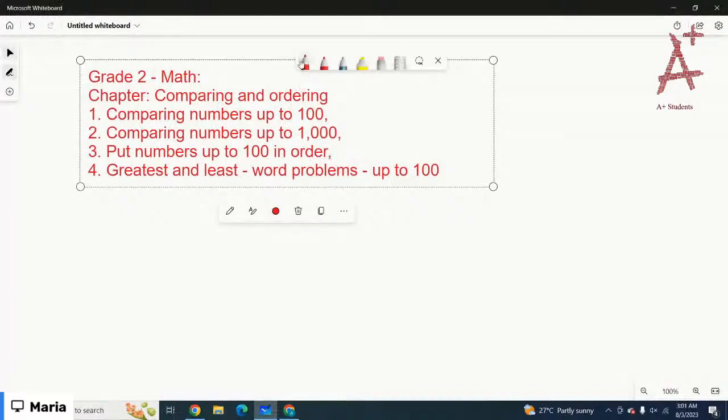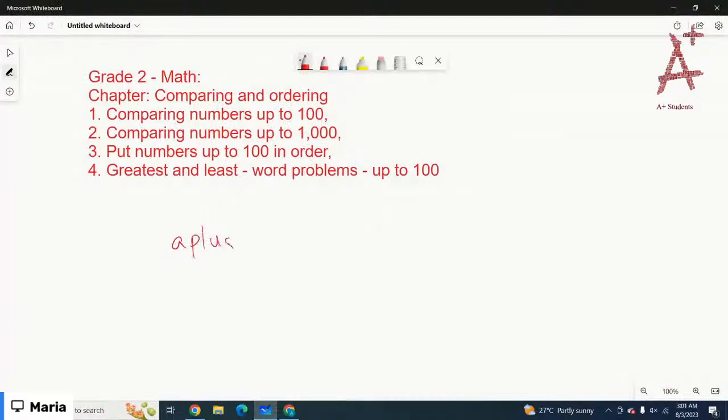So you can find all the lessons on aplusstudents.com. You have to log in there using your email address and password as provided by the administrator. Then you have to select math from the subject tab, scroll down to grade 2, and then click on view all lessons. There you can find a list of the chapters. We're going to start with the chapter comparing and ordering.